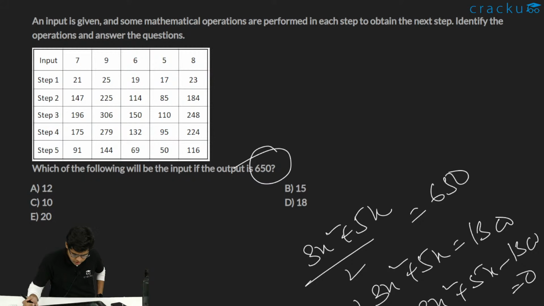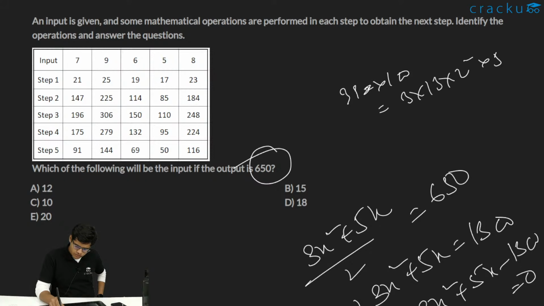If the output is 650, so 1300. So 3x square plus 5x minus 1300 is 0. So 3900 is basically 3 into 13 into 2 square into 5 square. So I need to find the middle term.